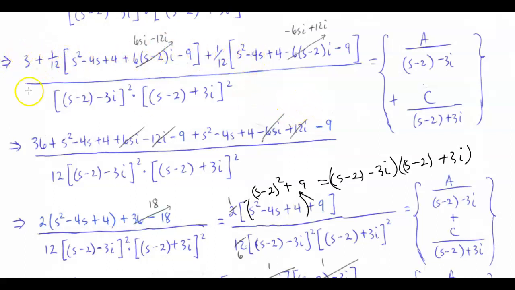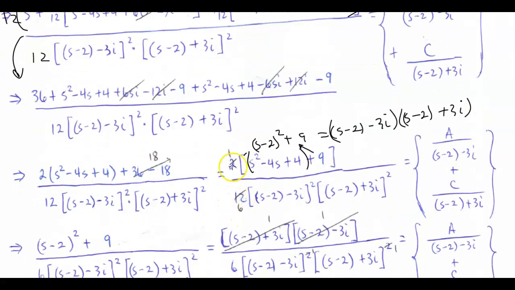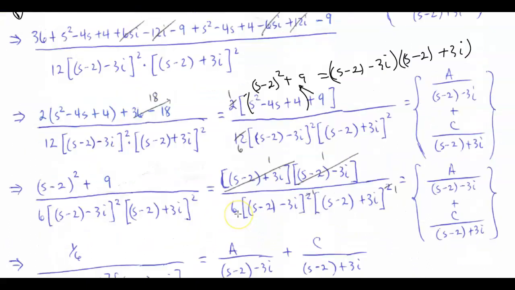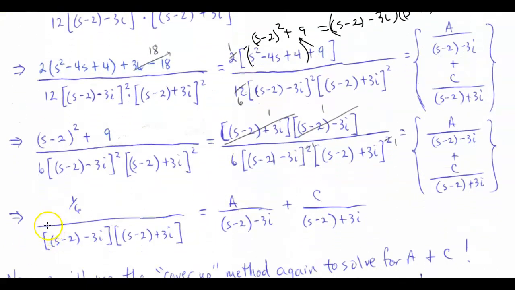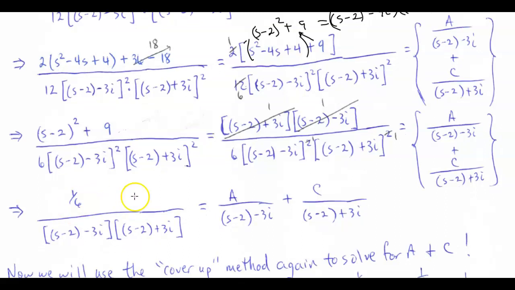Just to be clear, going from this step to this step, I had multiplied the numerator and denominator by 12. So that's how I ended up getting the 12 in the denominator here. And of course, 2 divided by 12 is the same as 1 divided by 6. And then of course, I just brought the 1 divided by 6 as just a fraction in the numerator here.